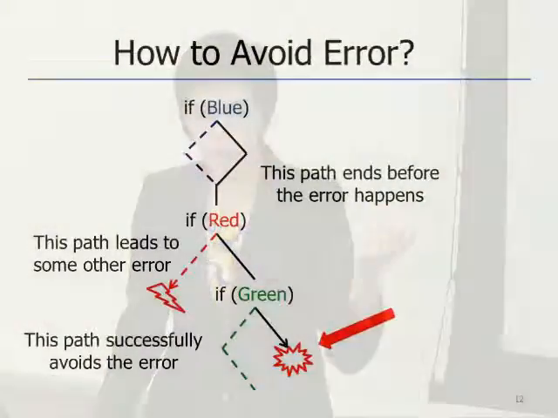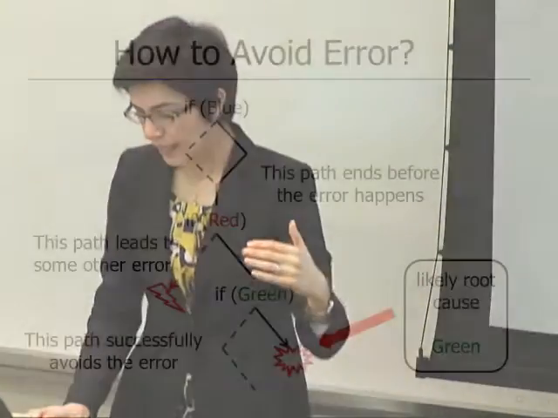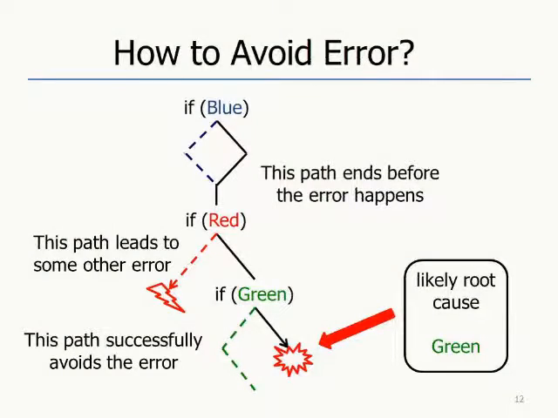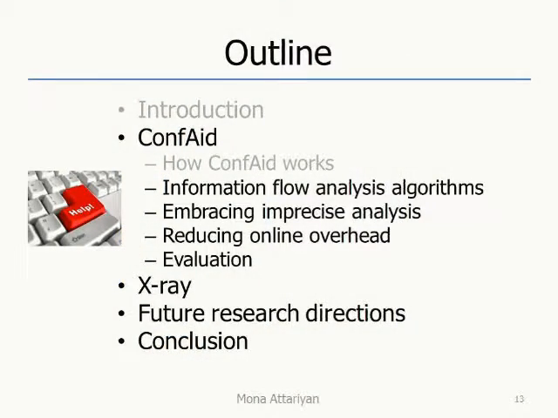The green option, however, can potentially be the root cause, because if you change it, you would avoid the original error, and then it seems to be successfully continuing and not leading to new errors. And that's exactly what ConfAid returns. A list of configuration options that, if changed, would avoid the original error and wouldn't themselves lead to new errors. All right. So now I'm going to talk about the algorithms that we use for taint tracking.